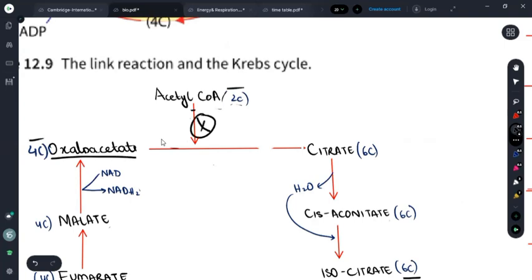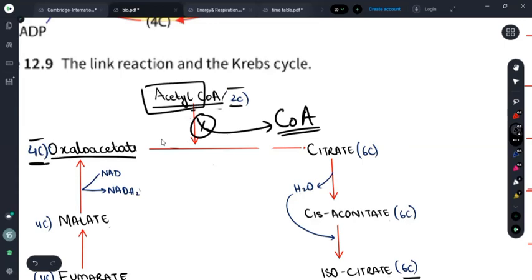So these two compounds, the 2-carbon compound acetyl coenzyme A and the 4-carbon compound oxaloacetate, combine by removal of coenzyme A. The main function of this coenzyme A was just to carry the acetyl group into the Krebs cycle. So this forms a 6-carbon compound, that is citrate. As the first product of the cycle is citrate, the Krebs cycle is also known as the citric acid cycle.